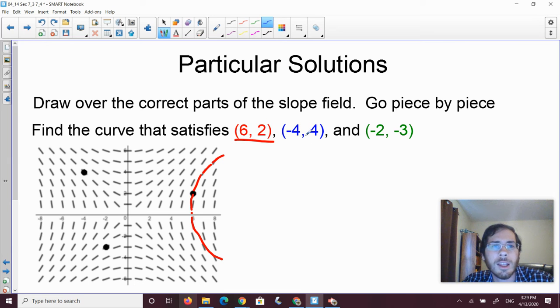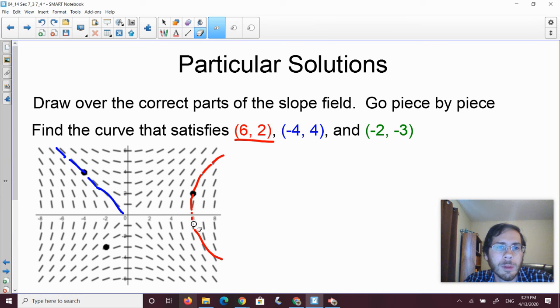For our solution at negative 4, 4, again, we're going to start here and we're just going to follow it. Follow, follow, follow. And then again, we get to here. Maybe I will erase that so it doesn't confuse people. We get down to here, and it looks like that's going to be a vertical asymptote, so I should probably stop at that point.